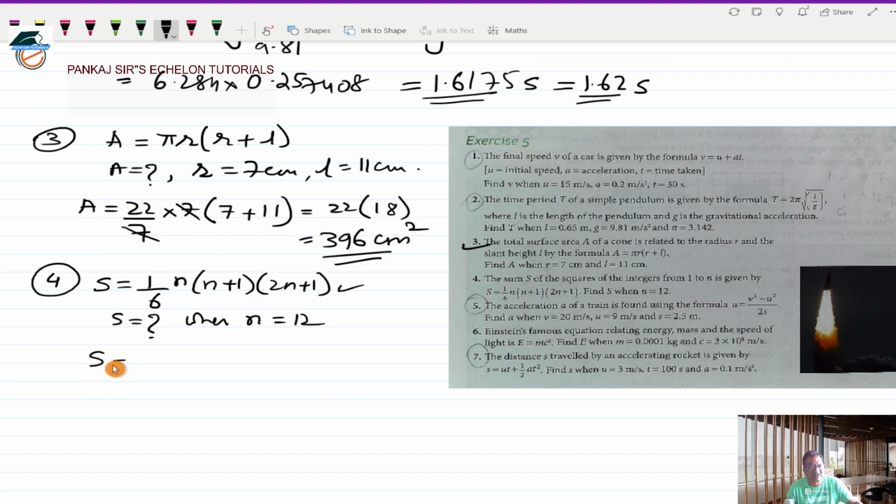S. So S will be equal to 1 upon 6 times 12 into n plus 1 is 12 plus 1. So it will be 13 into 2n plus 1 will be 12 2s are 24 plus 1, 25. Okay. So this 6 and this will go. So I am left with 6 over here. So ultimately my answer will be 6 into 13 into 25. So the sum of all this will be equal to, now this I'll calculate on my calculator. It will be 6 times 13 times 25 and that works out to 1950.